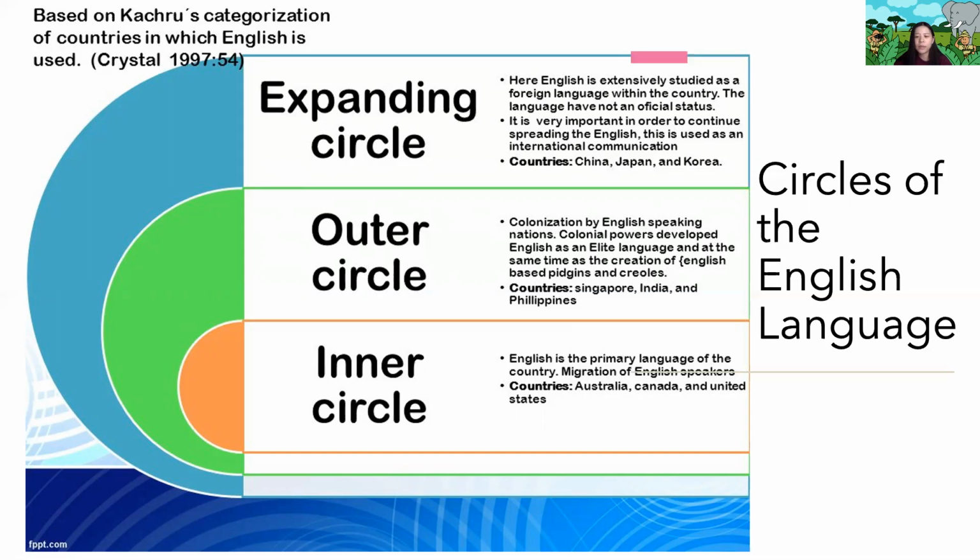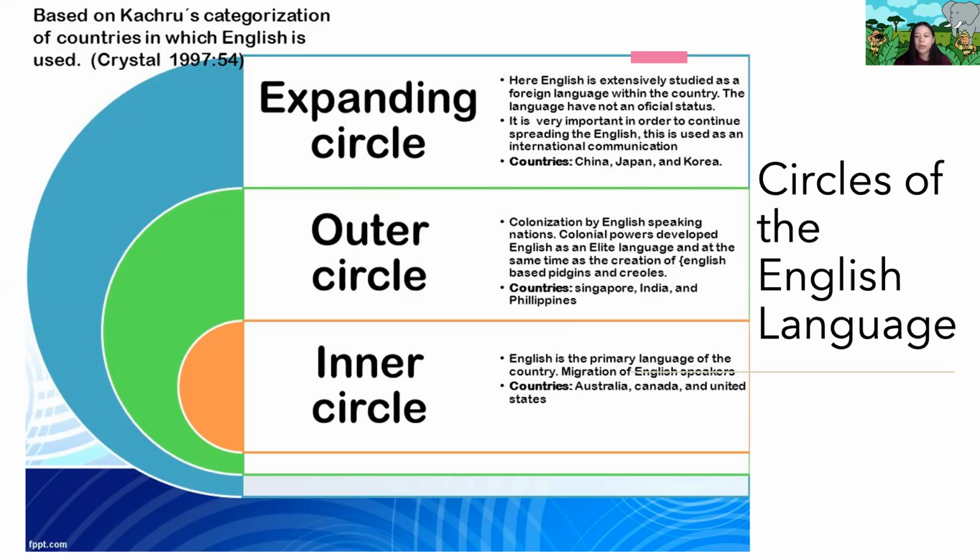The second domain is the outer circle. Due to historical reasons, these countries were dominated or colonized by English native countries. That is to say, countries from the inner circle. Therefore, English is one of the official languages, or it is widely used in daily life as a communicative language. This domain includes India, Singapore, and Philippines.